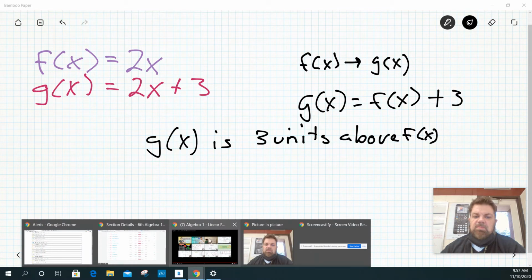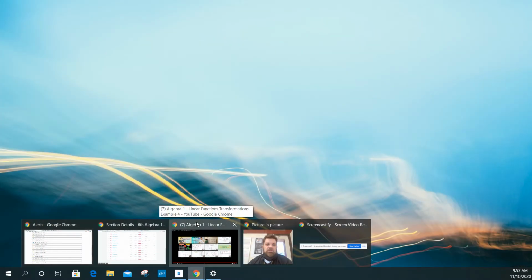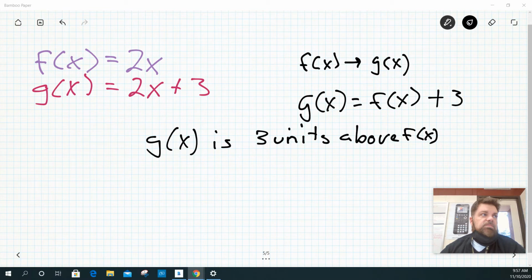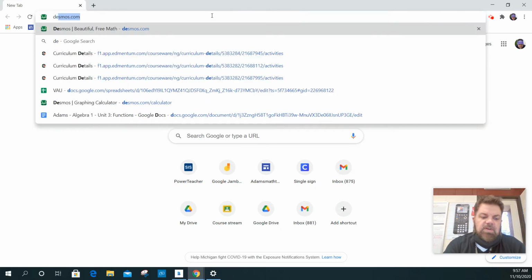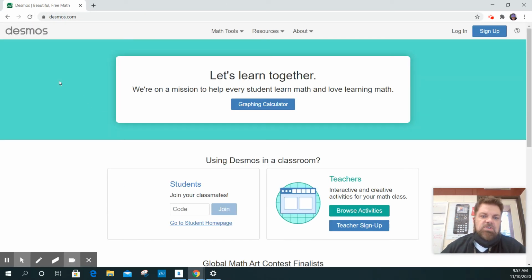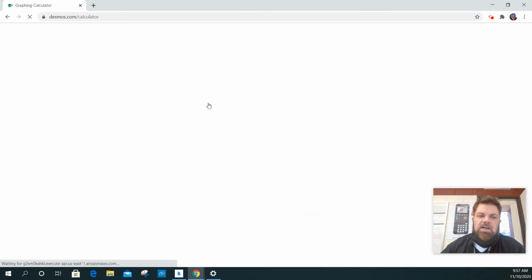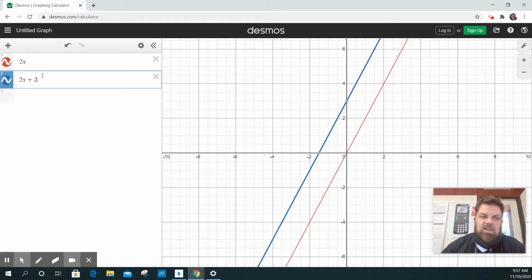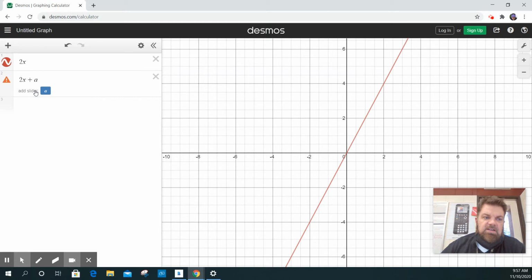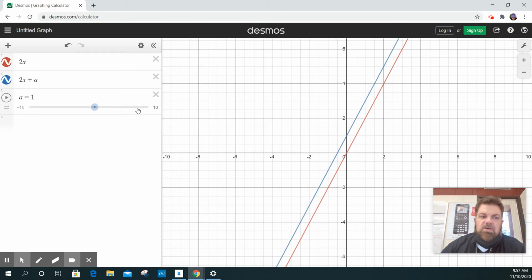So let me show you real quick what that means with regards to the transformation. I just really want you guys to see that. If I graph f of x, which is just 2x, that's f of x, and then g of x was 2x plus 3. I'm going to do it a little different, though. I'm going to put a slider in here so you can see it. So when I add that 3, this is what happens.